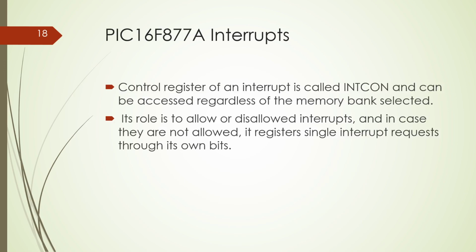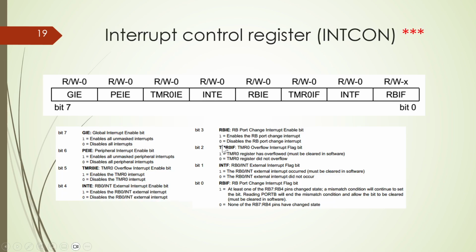Right, let's look at the control register for the interrupt. It is called INTCON, which is the interrupt control register. You have to set this for the interrupt to happen. It can be accessed regardless of the memory bank selected. The role is to allow or disallow interrupts. In case they are not allowed, the register signals the interrupt request through its own bits. All right, these are the bits we set in your program code. Here we have the global interrupt enable bit.